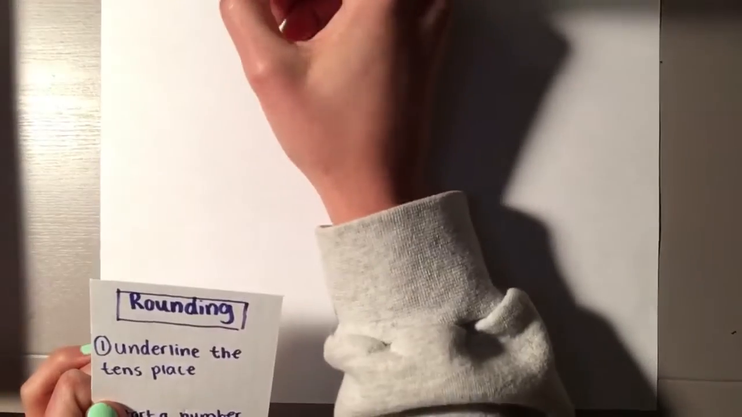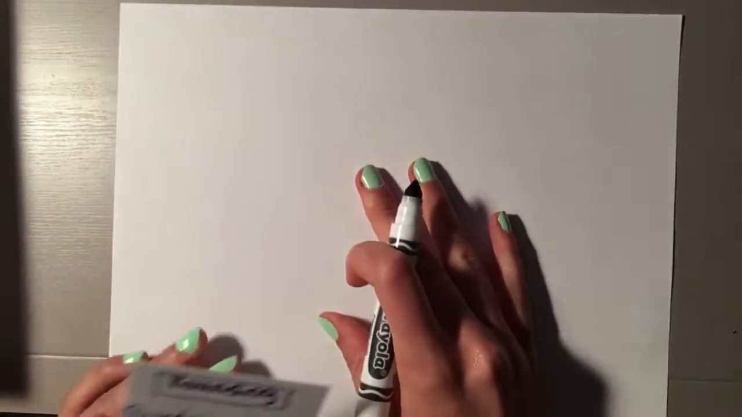Hi, second graders. This is Miss Joyce. Today I'm talking to you about rounding. I'm going to show you the steps that we take when we're rounding a number.